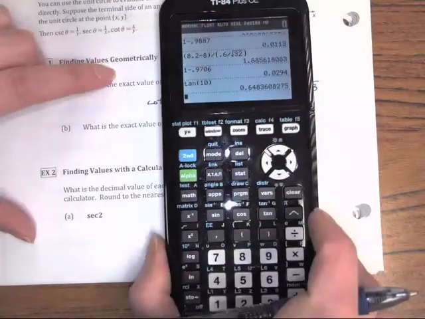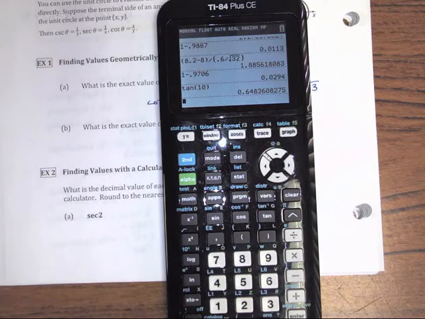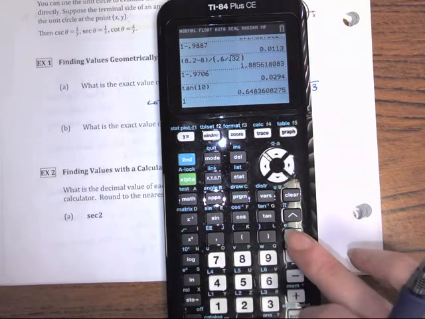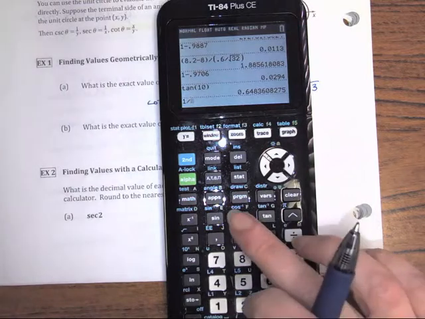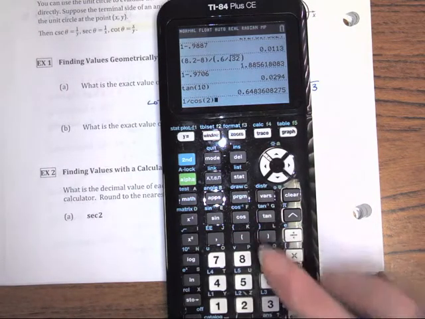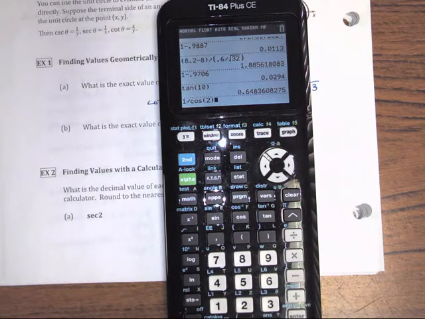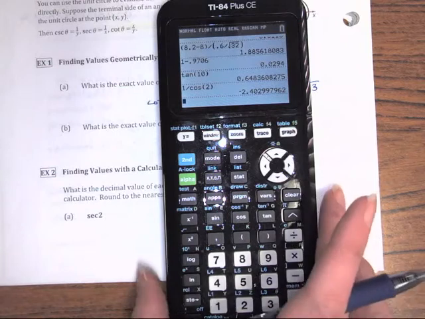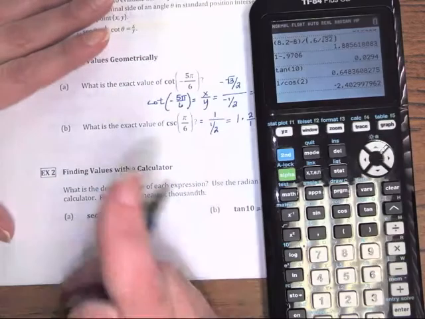Now, we don't have a key for secant. Secant goes with which one? Sine or cosine? Cosine. So here's how you find that. You're going to do 1 divided by, and then you're going to do cosine of 2. That is how you get the secant value. And here we have negative 2.403.